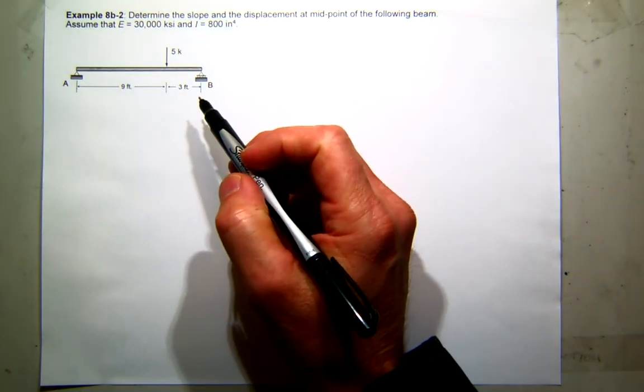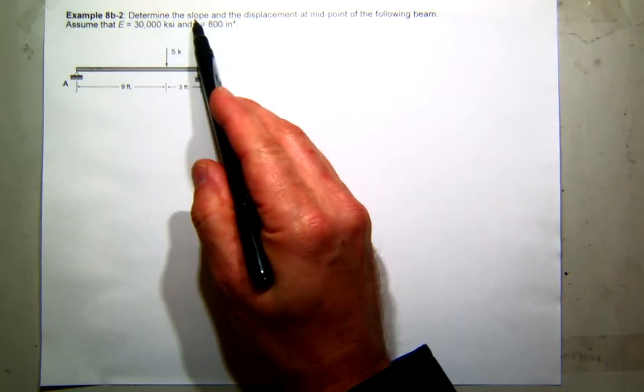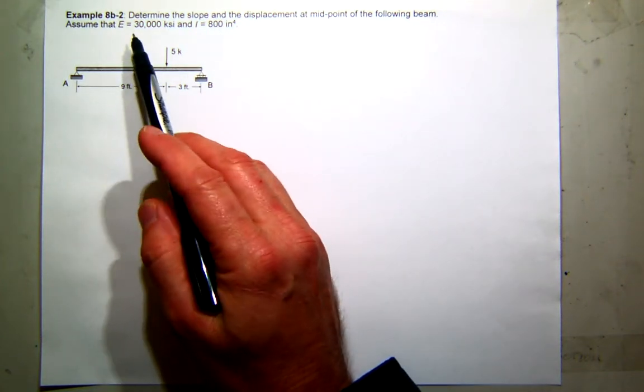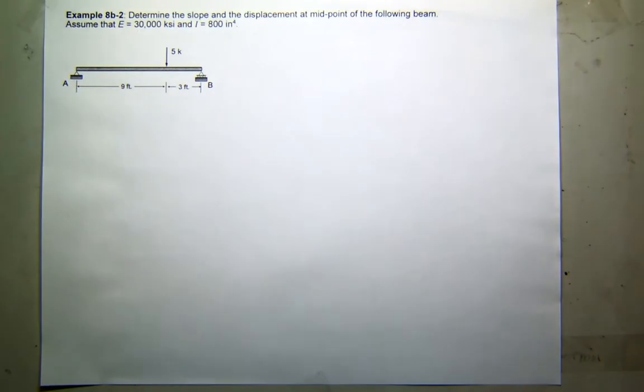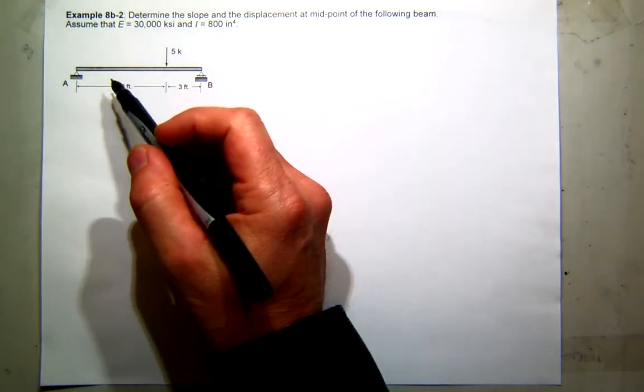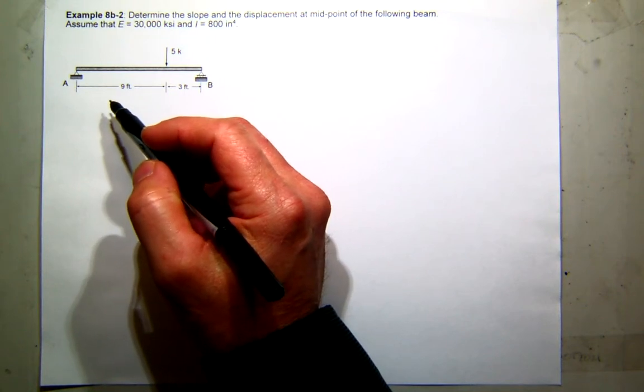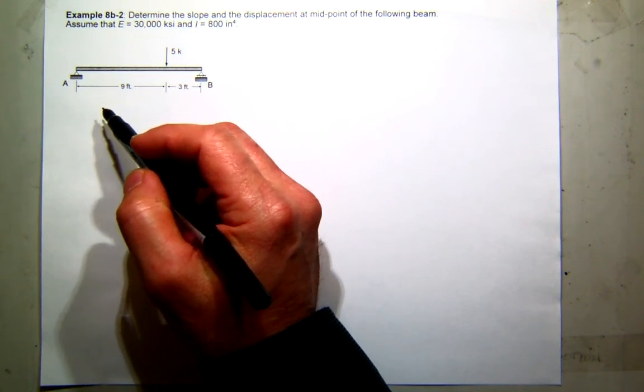So we've got a problem here. It says it wants to determine the slope and displacement at the midpoint of the beam, and you've given values of E and I. I know we've talked about this already, but let's just mention it again. Right now, the only two techniques we have for displacement are direct integration and conjugate beam.